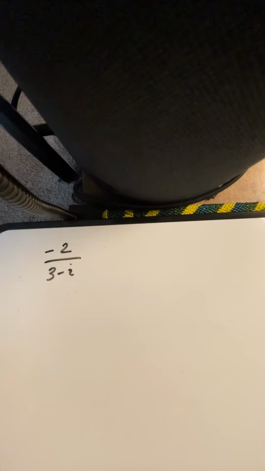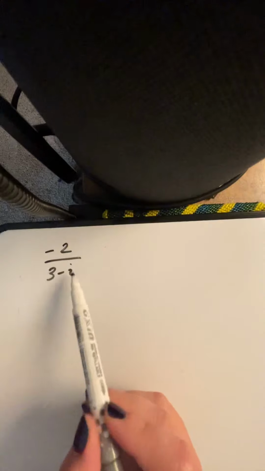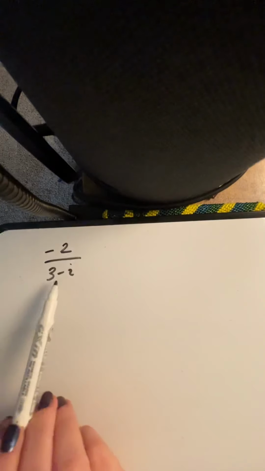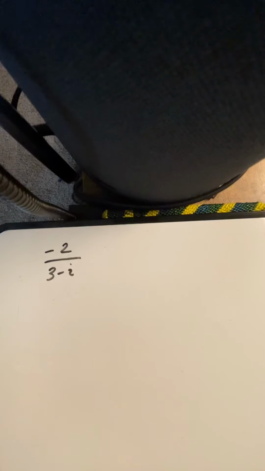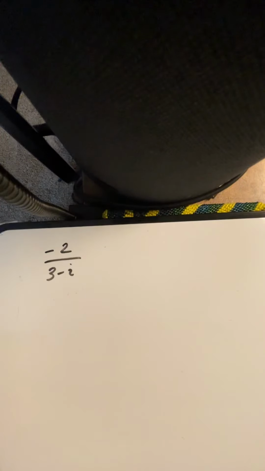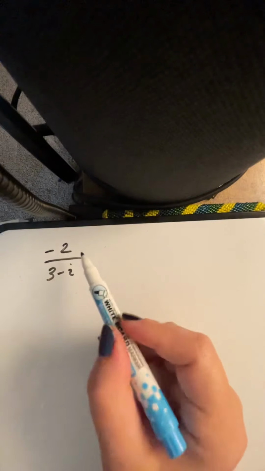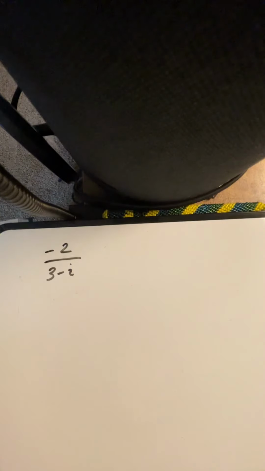Okay, on this we're asked to perform all operations and give all answers in a plus bi form. So what we're going to do here is perform this division. However, when we're dividing with a complex number in the denominator, our goal is to clear that complex number out of the denominator. So that's when we would use the complex conjugate of the denominator and multiply the numerator and the denominator of this fraction by the complex conjugate.